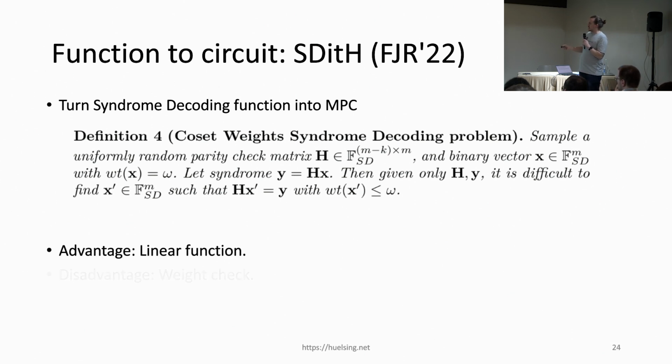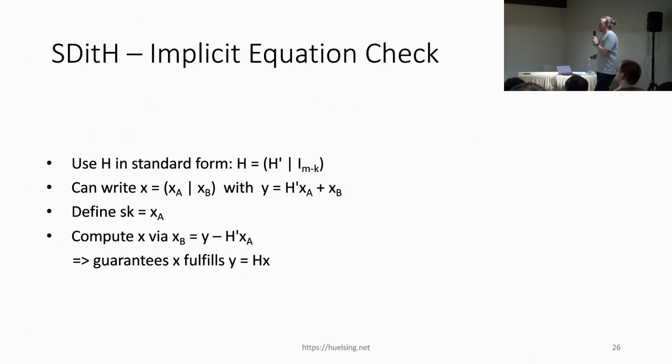So linear function, great. Weight check, it's a bit annoying. So you somehow have to find a way to do this, and this was the main thing of this SD-NAT paper, actually showing how to do this. And for this, we have a two-step process.